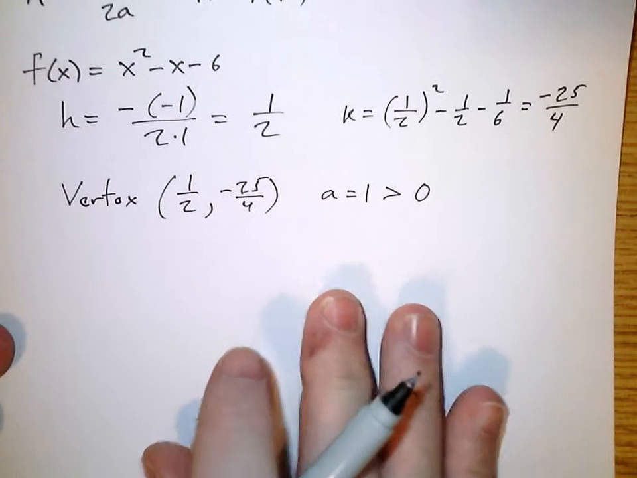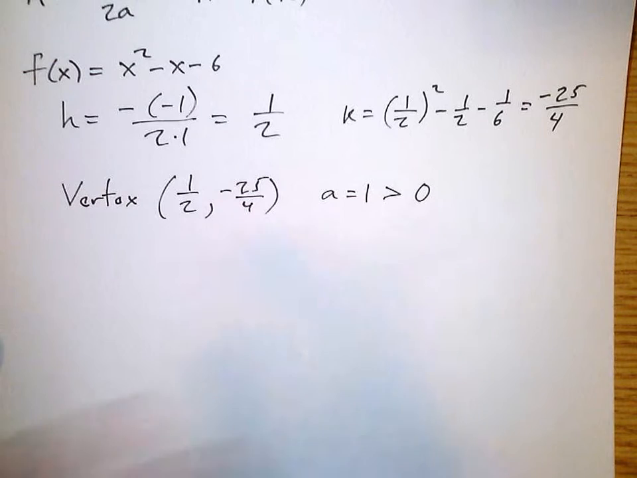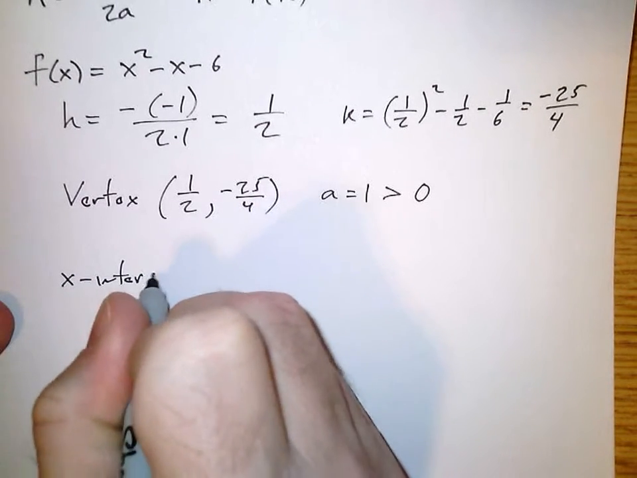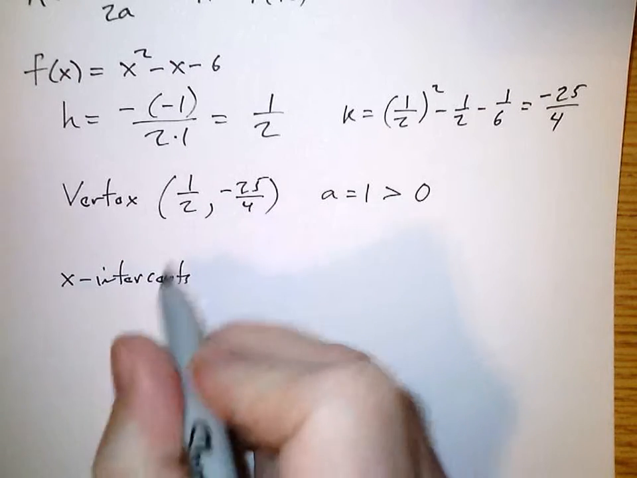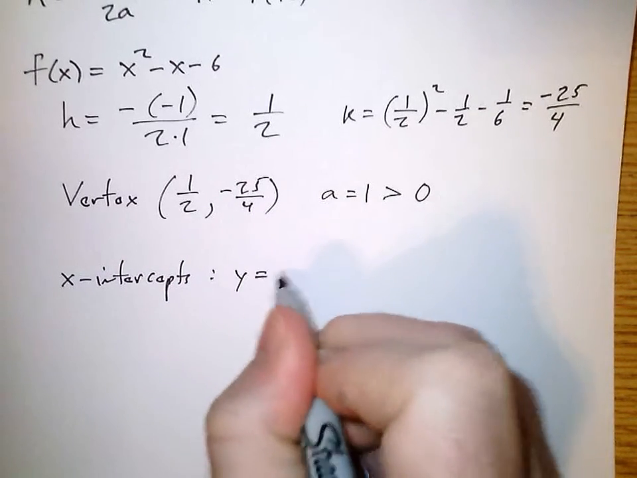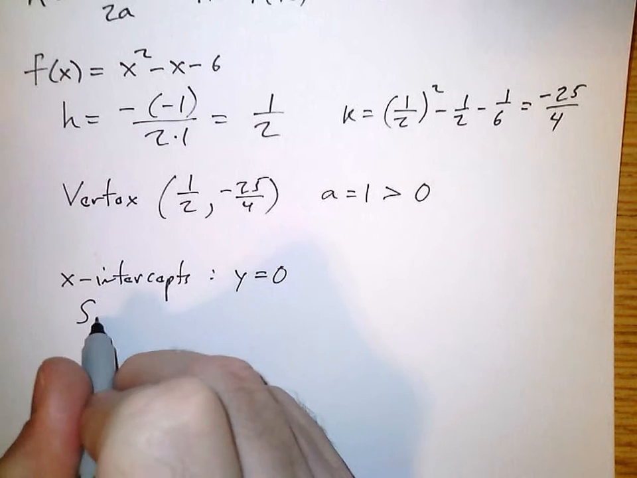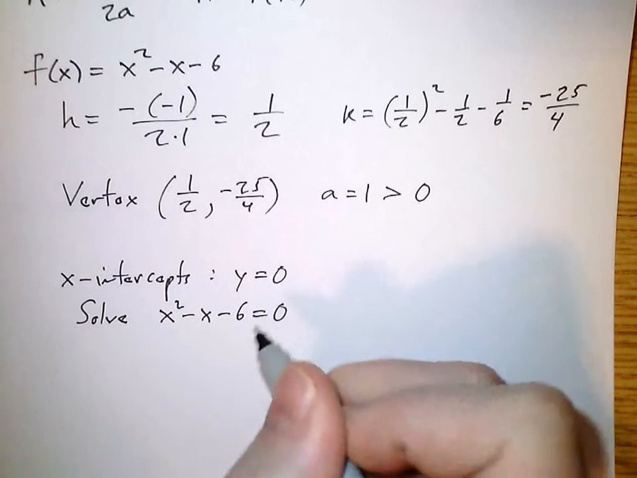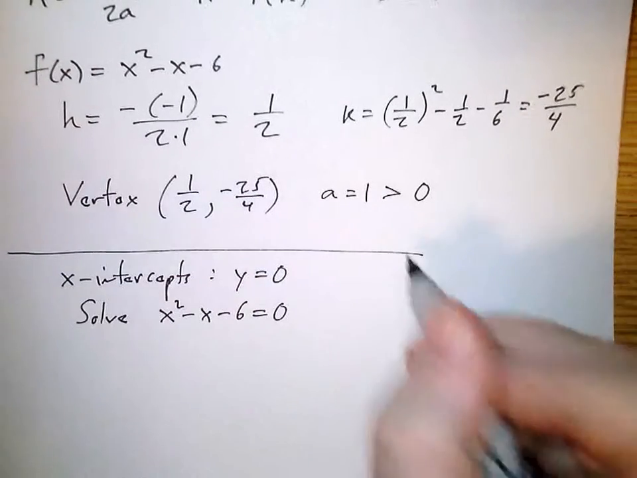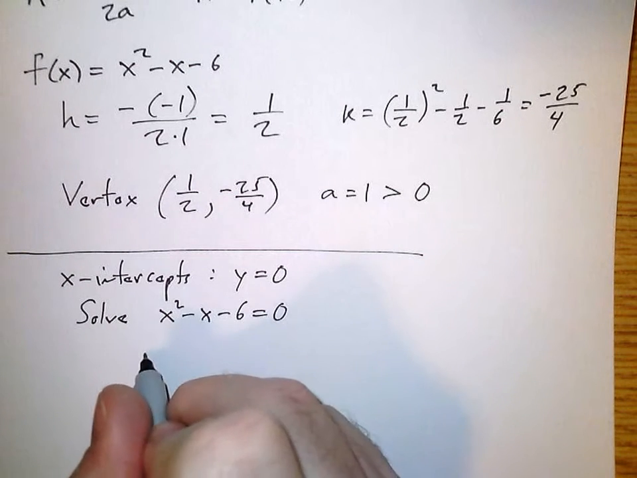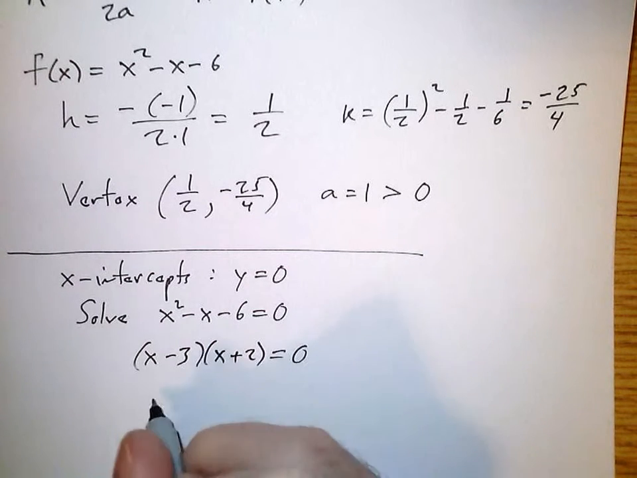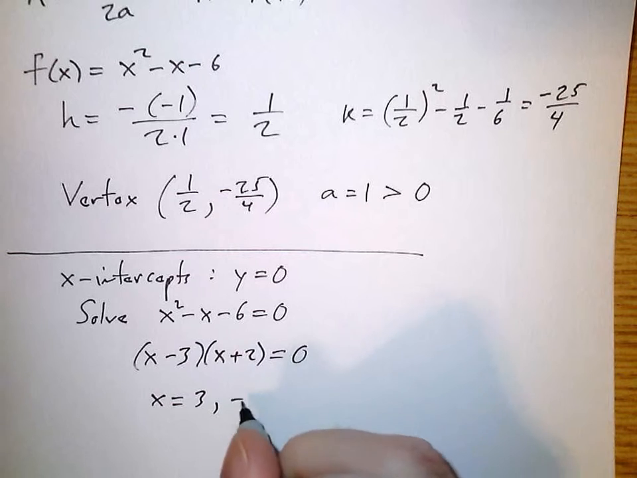Now what I also want for this is the intercepts, if I have them. For my x-intercepts, well, you think about the x-axis as the line y equals 0. So I have to solve x squared minus x minus 6 equals 0. And I can use the quadratic formula if I like. This one, however, just factors: (x minus 3) times (x plus 2) equals 0. So I get x is 3 or negative 2.